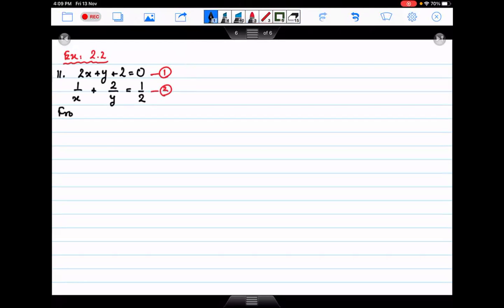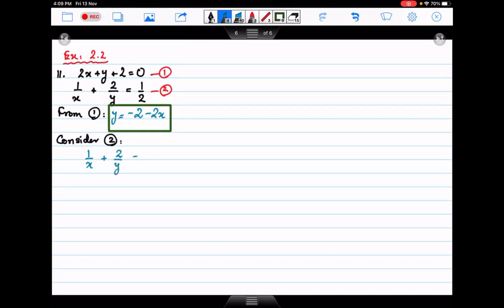So now I can find the value from equation 1. So let's say I'm taking out the value of y. So it should be minus 2 minus 2x. So we have the value of y here. So we should be putting the value in equation 2. So first of all, before putting the value, I will do some steps in equation 2 so that it might become easier.